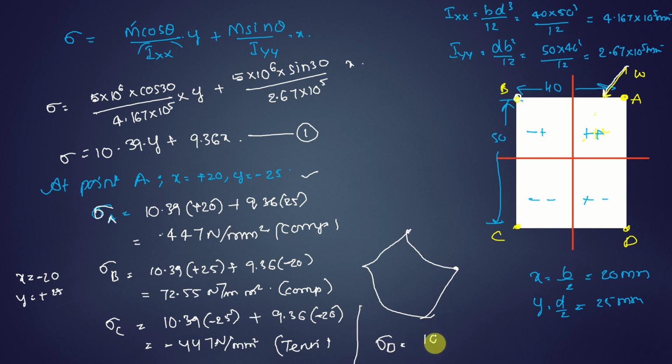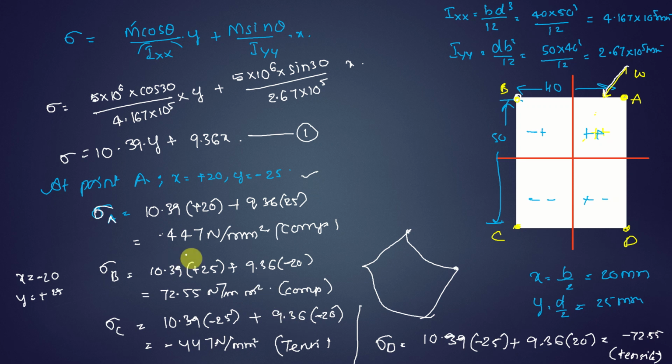That will be 10.39 into, y is negative, so let me take minus 25, plus x is positive here, so 9.36 into positive 20, so that value will be minus 72.55. That is again tensile. Please don't forget to mention what type of stress you are getting here. If you get it positive, that is compressive. If you get it negative, tensile.